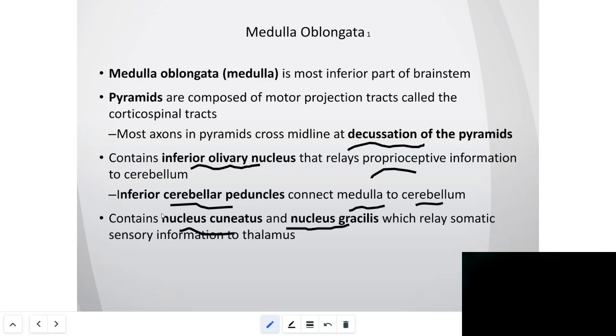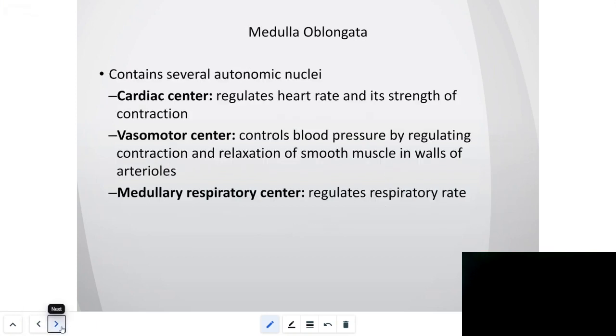So you have your nucleus cuneatus and nucleus gracilis. Okay? As if you're just reading this, it's like a list of structures associated with key structures of the main item of the brain. All right, so I hope that makes it a little easier.